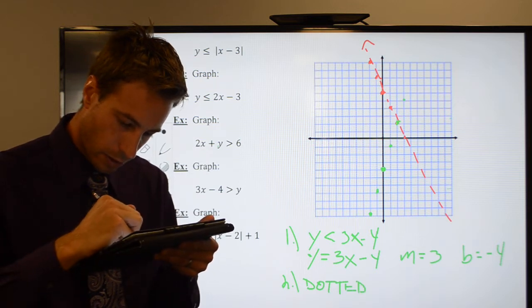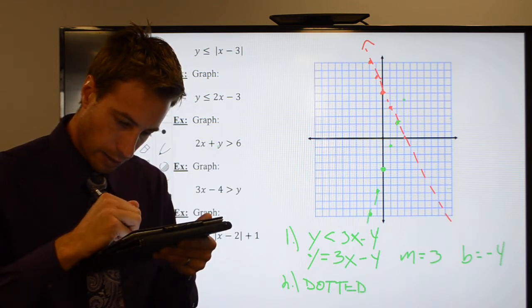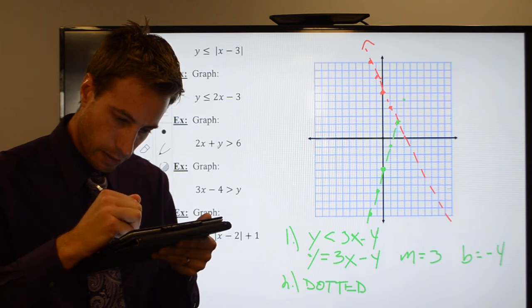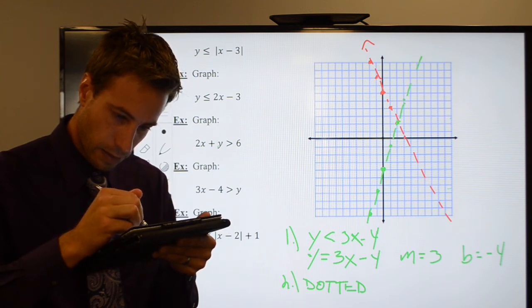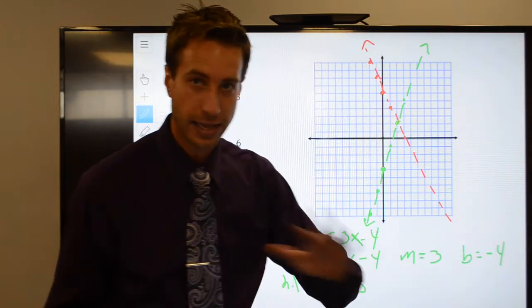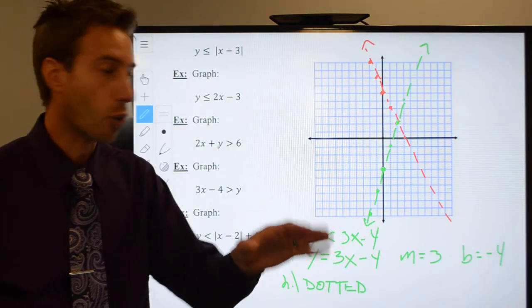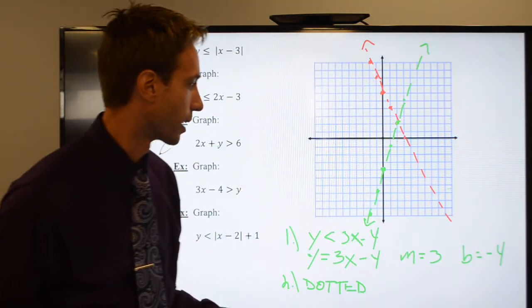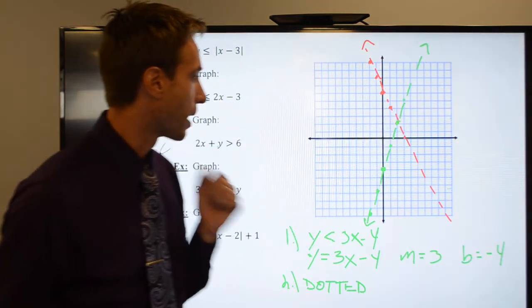So let's put a dotted line in here. Again, I apologize that that red line is in there. It shouldn't be there. Just ignore it for now. I'm not sure why it's not erasing. So anyway, I've got my dotted line.